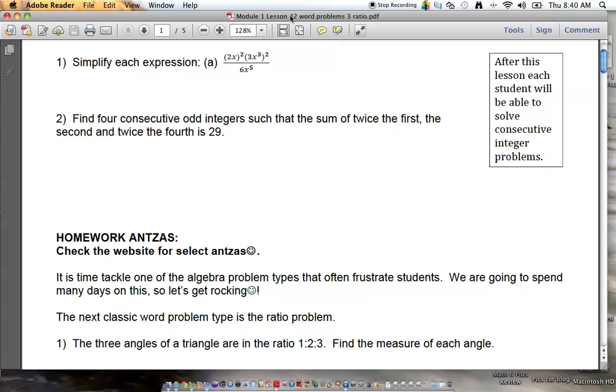Okay, so simplify the expression, and we've done a number of them like this. In fact, I just made up your test for next Wednesday. And on your test next Wednesday, you are going to have a question just like this. So if you're getting it right, looking good. If you're getting it wrong, we're running out of time to look good.